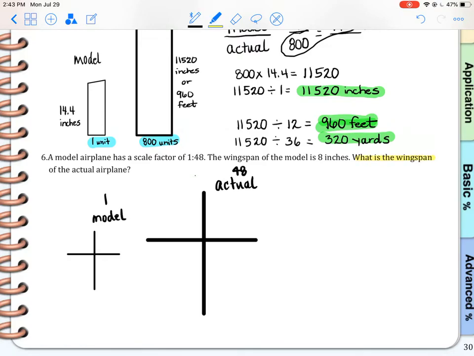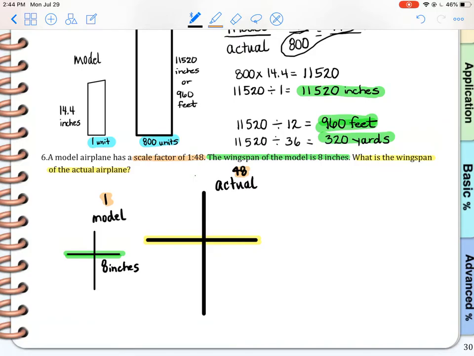What is the wingspan of the actual airplane? So we're looking for this dimension right here. When we are told that the wingspan of the model is 8 inches, so we have the information right here that we need to solve, because they also told us that all important scale factor. Okay, so that's the 1 to 48.